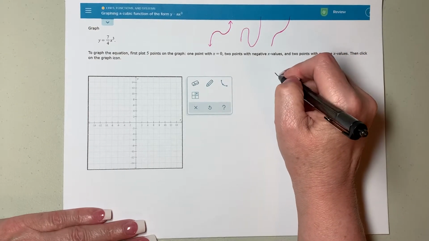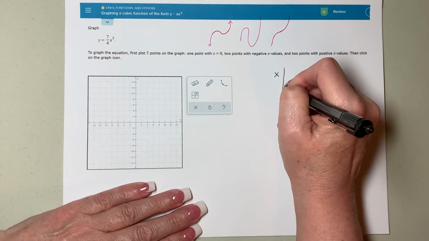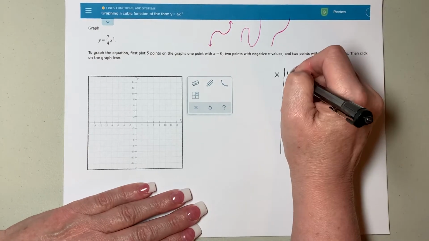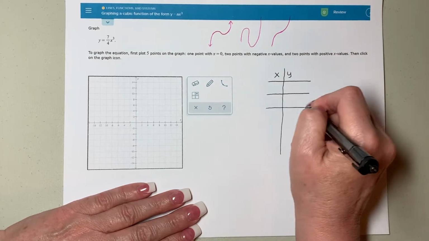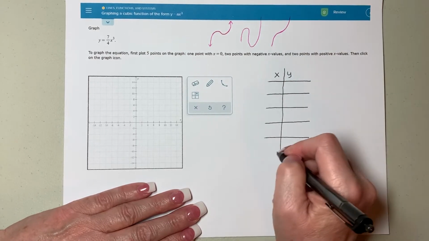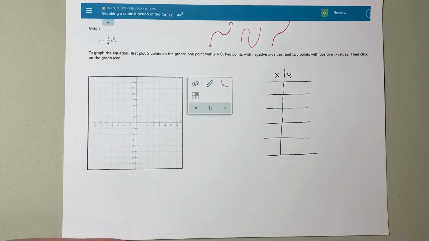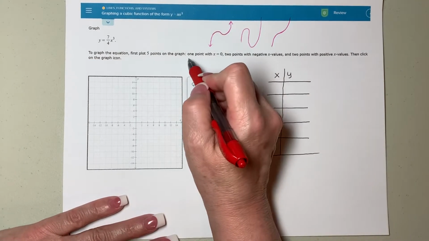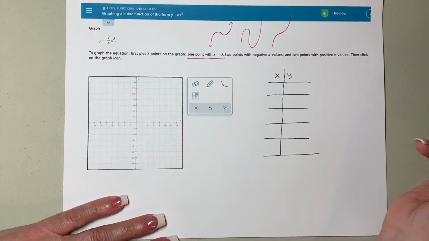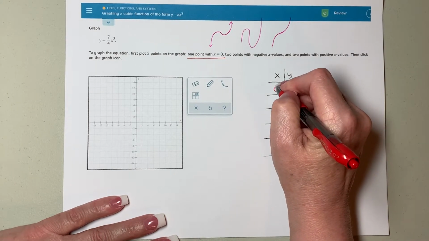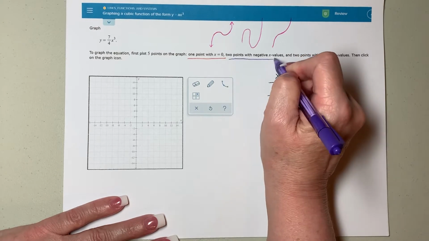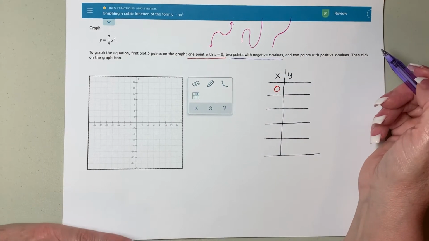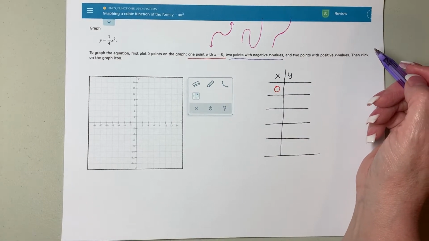All right, I'm gonna make myself a little chart here. All right, there's my 5. And first it says 1 point with x equal to 0. There you go. 2 points with negative values. Now you can pick any negative value that you want.